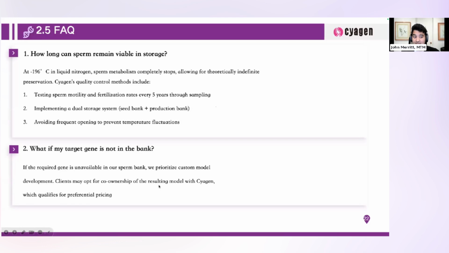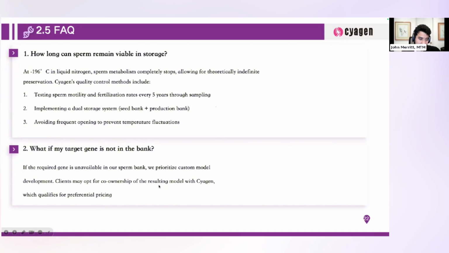But when we do this cryopreserved sperm storage, people ask how long can sperm remain viable in storage? And we check every 5 years, and we'll replenish the line usually by then. So we sample, and then we have a seed bank and a production bank. So we have ways of storing these long term, theoretically indefinitely. But we do perform QC checks on any of these just in case.